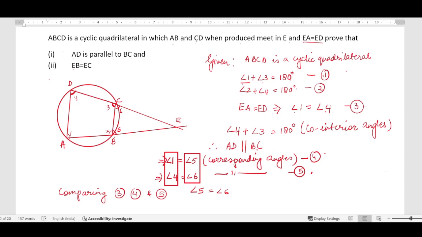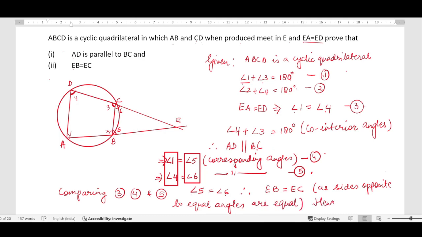Now in triangle BEC, angle 5 is equal to angle 6. Therefore, sides EB is equal to EC as sides opposite to equal angles are equal. Hence, proved.